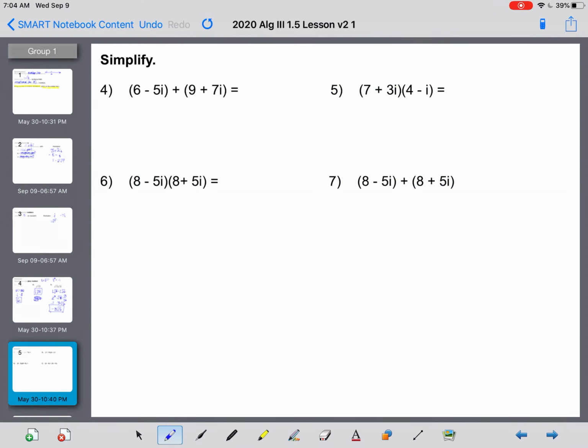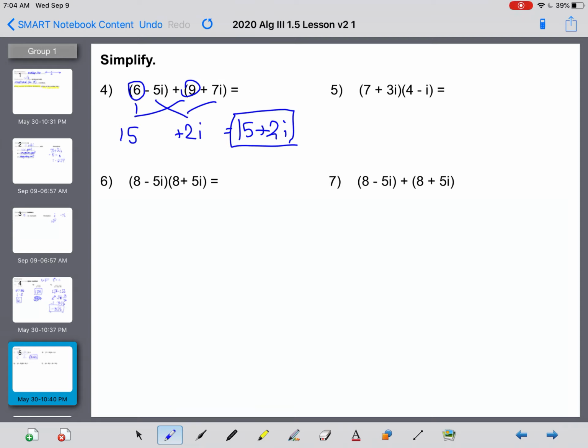Continuing here with simplifying, again, think of the real parts as like terms and imaginary parts as like terms. So here, I'm going to get this plus this gives me 15. These two give me plus 2i. So my final answer is 15 plus 2i. We like to put that real part first. I don't get too excited if it's 2i plus 15.